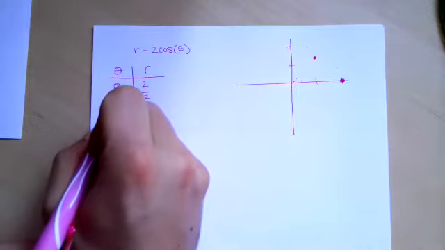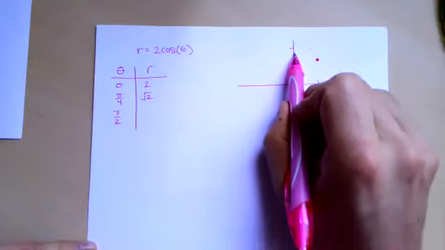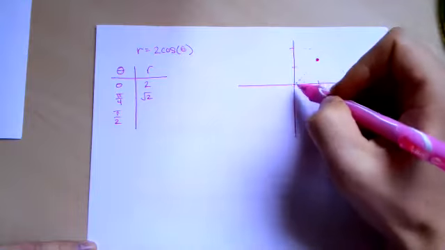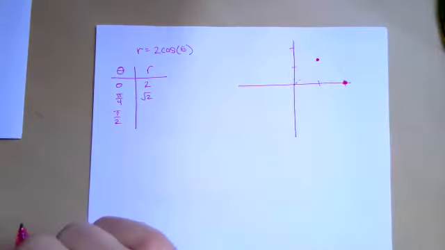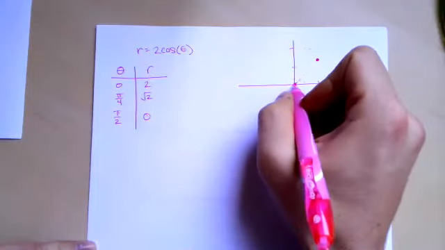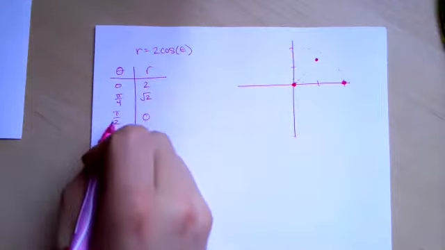Then let's go with pi over 2. Pi over 2 means I'm pointing straight up, so I should be walking straight upward as my angle. But what's the radius? The radius is 0. Anytime there's a radius of 0, we are right on the origin. And then we keep going.